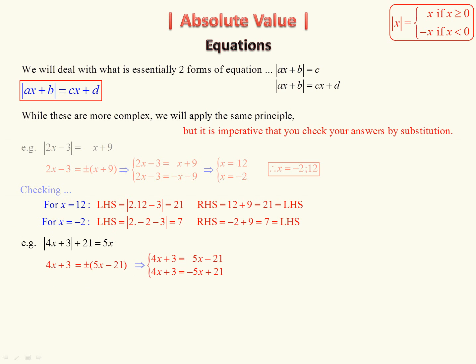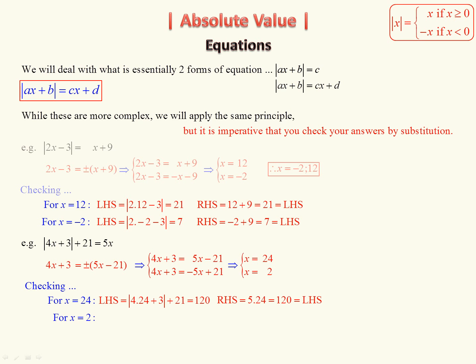Once again, two equations. There are two answers. Let's check. Left hand side 120, right hand side 120. We accept that answer. The other: left hand side 32, right hand side 10. No. That answer needs to be removed. So therefore x is only equal to 24.